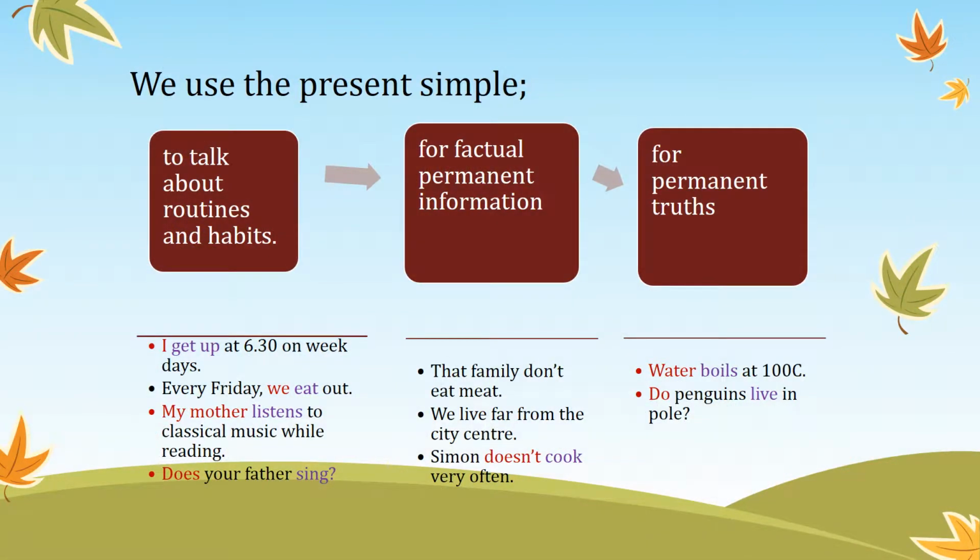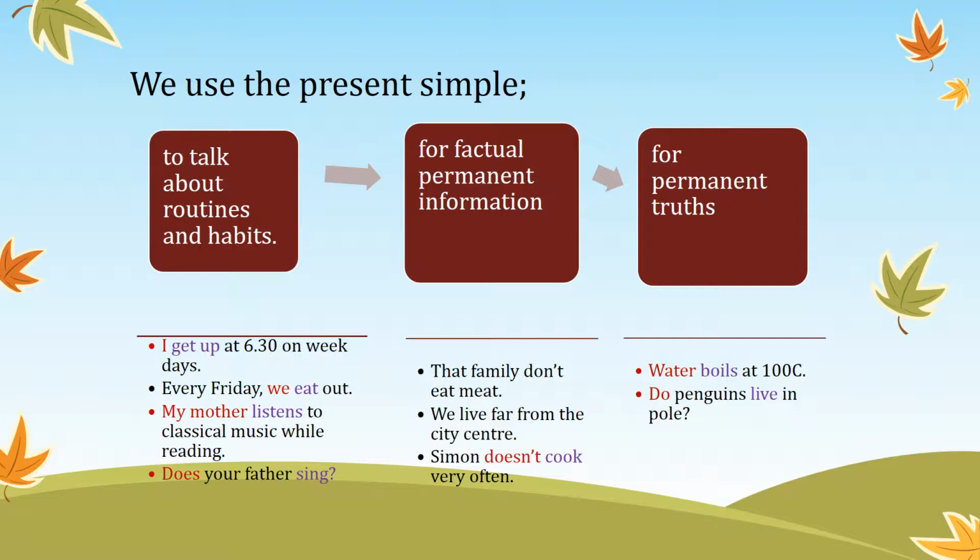We use present simple to talk about routines and habits. Look at these two examples. I get up at 6:30 on weekdays. Every Friday, we eat out. In positive sentences, we use the base form of the verbs for the subject pronouns I, you, we, and they. But the third person singular, I mean he, she, or it, is different because we add s to the base form of the verb in positive sentences.